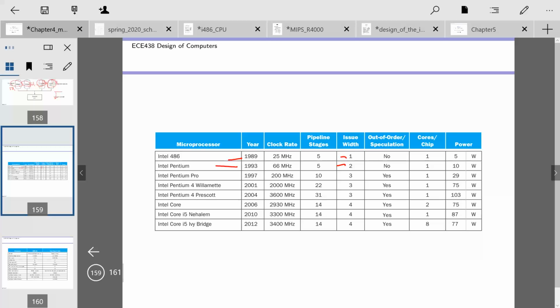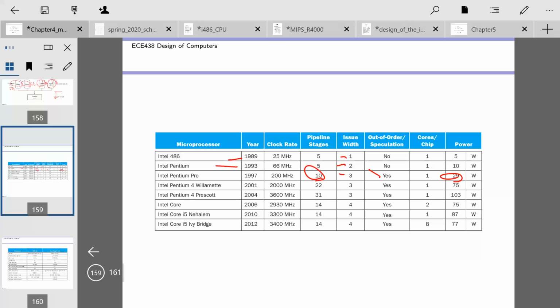Pentium Pro was in 97. So that's around the same time as the R10000. Okay. We went to 10 pipeline stages. We're now issuing 3 instructions per cycle, and we're running out of order. And we took a jump on our power. Okay, and it just keeps getting worse.